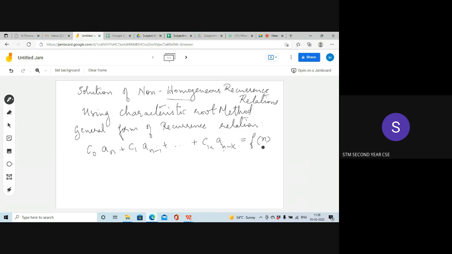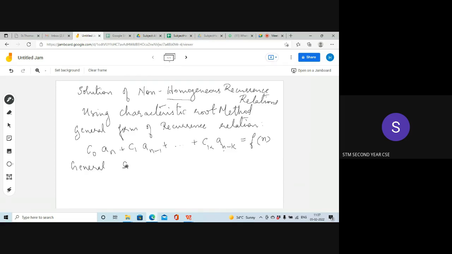It is non-homogeneous because the right hand side is not 0. It is a function of n. If it is homogeneous, then it is the same formula, C0 an plus C1 an minus 1 plus etc., Ck an minus k, but it will be equal to 0 on the right hand side. But if some function of n is defined on the right hand side, then it becomes a non-homogeneous recurrence relation.